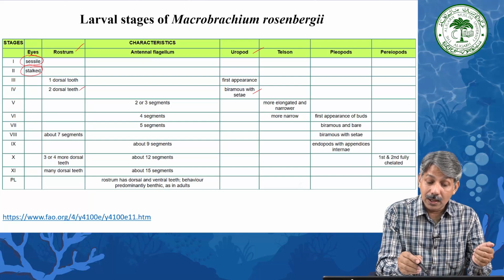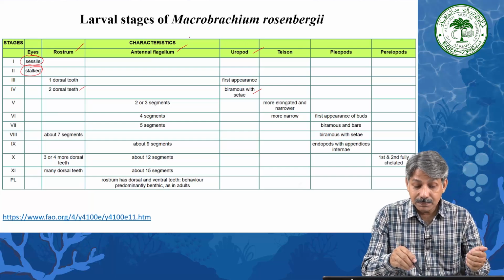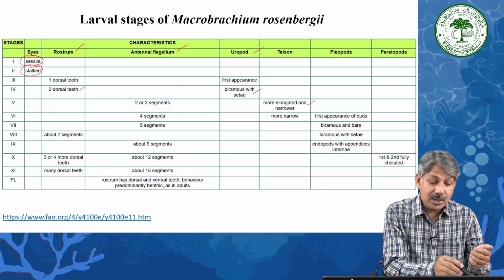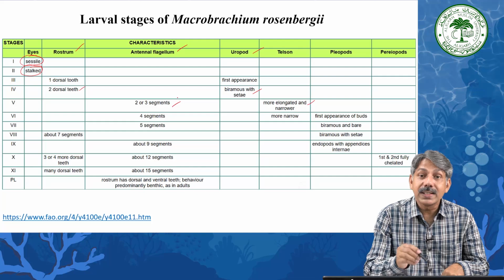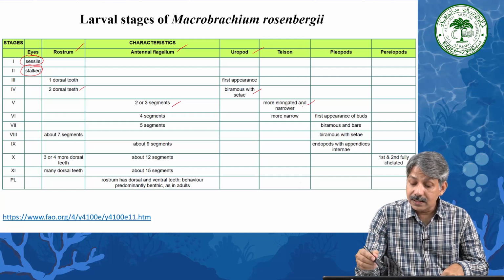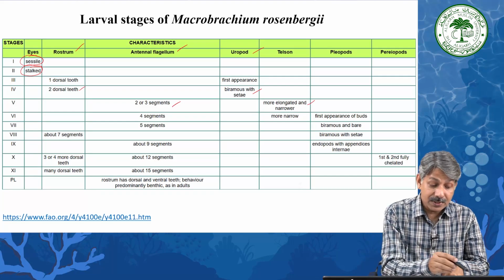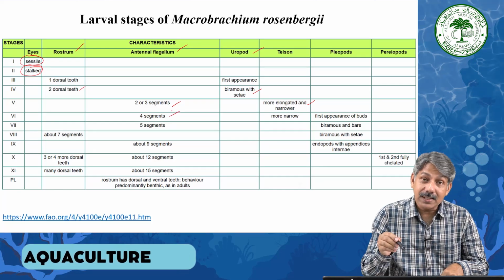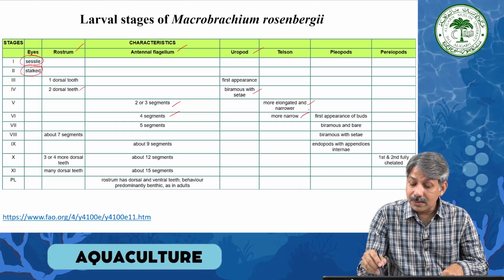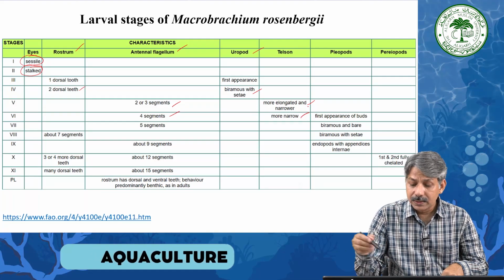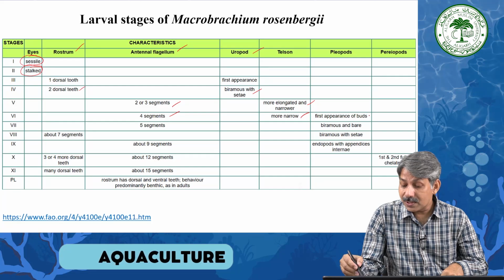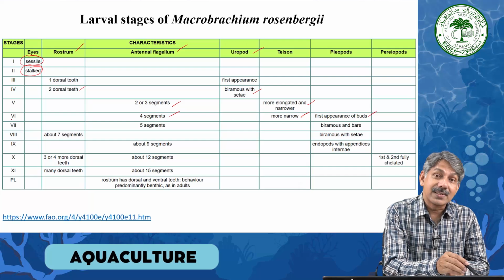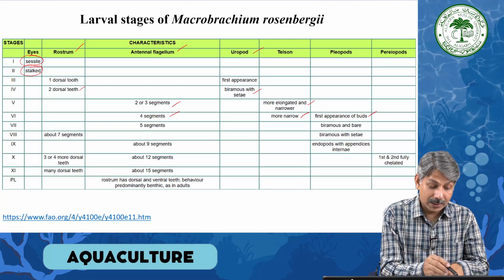In stage 5, now we have to see the antennal flagellum and telson. The antennal flagellum at stage 5 will have 2 or 3 segments, and the telson is more elongated and narrower. In stage 6, the antennal flagellum is 4 segmented, and the telson becomes narrower than earlier. And the pleopods, the first appearance of buds of pleopods, is at stage 6.